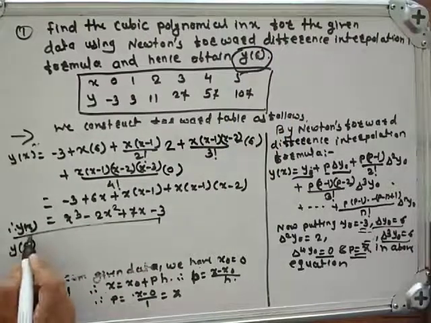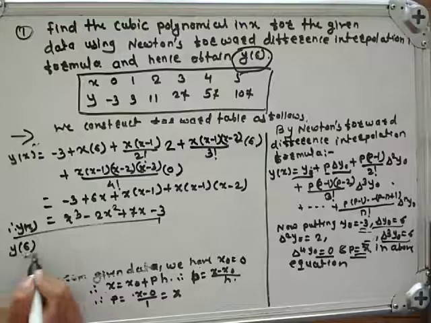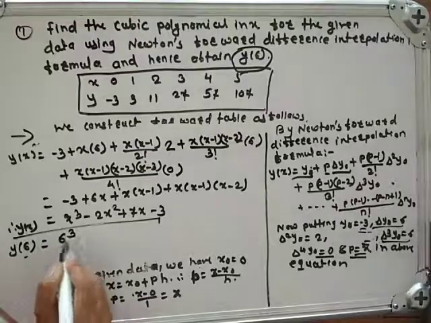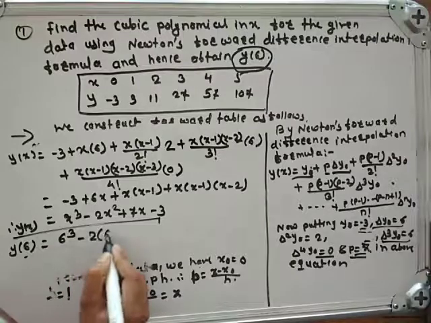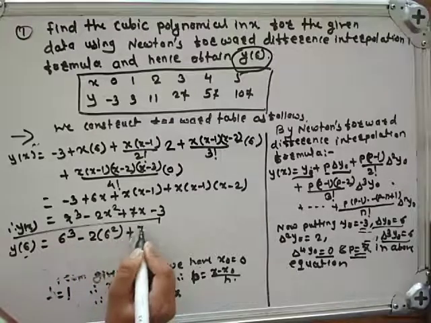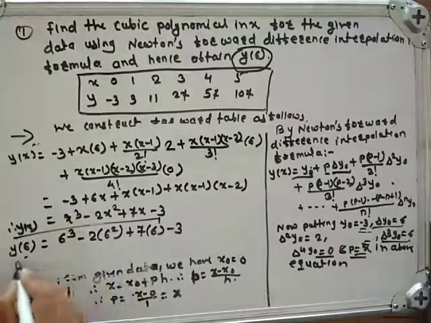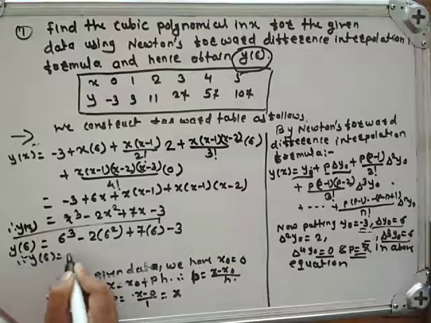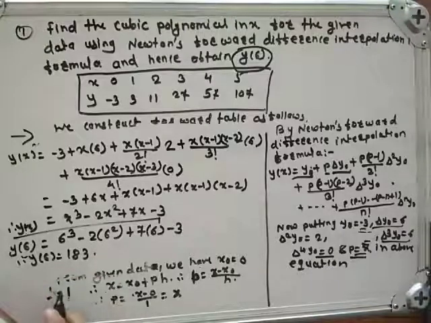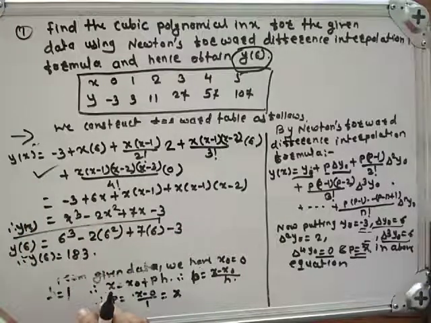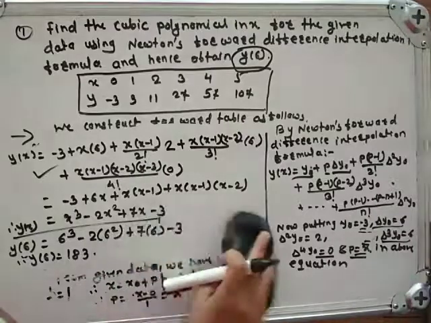Just substitute x is equal to 6, we get y of 6 is 6 cube minus 2 into 6 square plus 7 into 6 minus 3. Therefore, y of 6 is equal to 183. Simplify this, this is homework for you. We will take the next example.